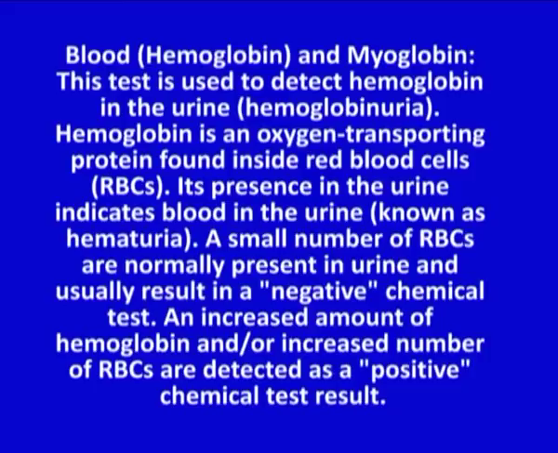This test is used to detect hemoglobin in the urine, that is hemoglobinuria. Hemoglobin is an oxygen transporting protein found inside red blood cells. Its presence in the urine indicates blood in the urine, known as hematuria. A small number of RBCs are normally present in urine and usually result in a negative chemical test. An increased amount of hemoglobin and/or an increased number of RBCs is detected as a positive chemical test result.